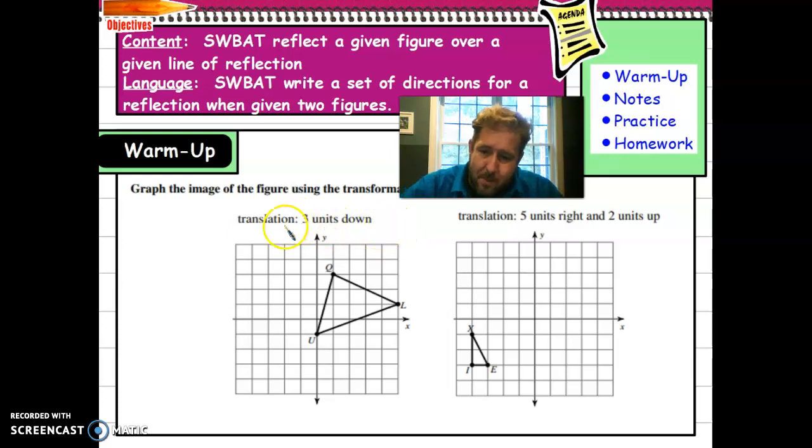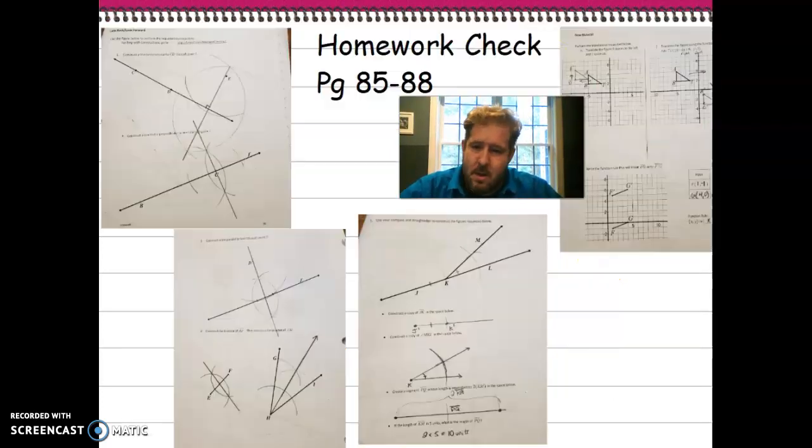So starting with a warm-up here on translations, 3 units down. All you have to do is move each point, slide each point, 1, 2, 3. So this is going to be U prime, this is going to be G prime, and 1, 2, 3, this will be L prime. When it connects, you've got the exact same shape, same size, because it's a rigid transformation. 5 right, 2 up, 1, 2, 3, 4, 5, 1, 2 up. So I know this will be here, and this will be here. Every point ends up being the exact same location.